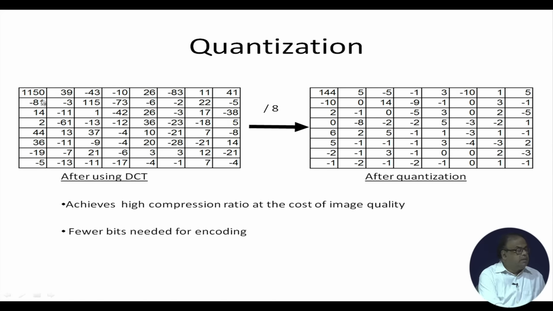What did I sacrifice by quantizing? I sacrifice the quality of the image or the precision, right. But what did I save? Number of bits. So, therefore, I get the higher compression ratio here, and very well I can go back by multiplying by 8. Then there will be little change, but we need fewer bits for encoding. So, this is what quantization is.